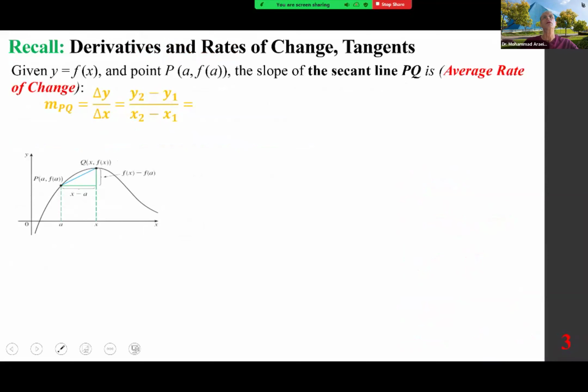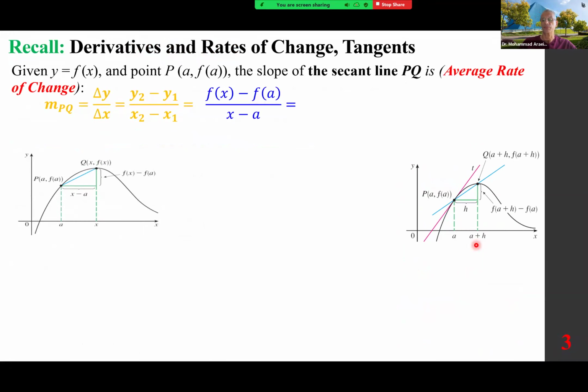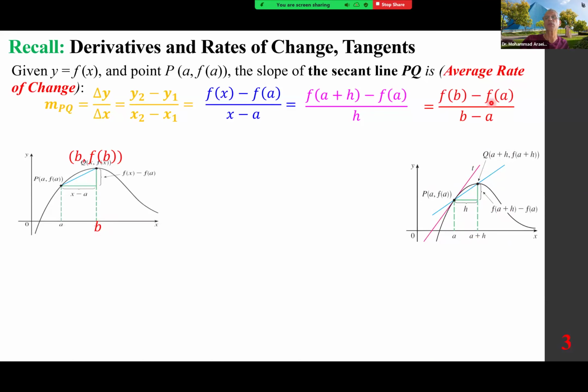Reminding everyone of what we have done as far as having 2 points, calculating the slope. This format, f of x minus f of a over x minus a. This format, f of a plus h minus f of a over h. So it depends on the format that you have. And if you call the second point b, f of b minus f of a over b minus a. Not a big deal. However, to find the slope of a tangent line is a big deal because you have only 1 point. So what do we do?